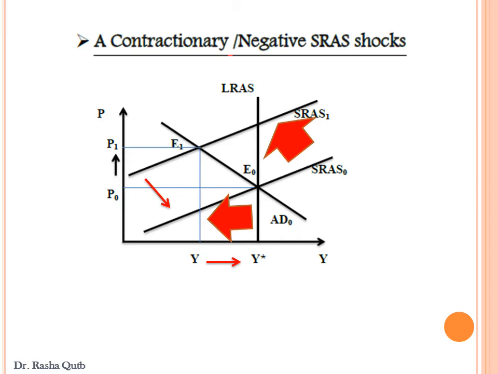So in the end, I return again to E naught, where there is no change in the price level and the level of output. So in the long run, a negative SRAS shock will close this recessionary gap with no effect on the level of output and the level of the price, but there is a temporary change in the level of output or in the level of national income in the short run.